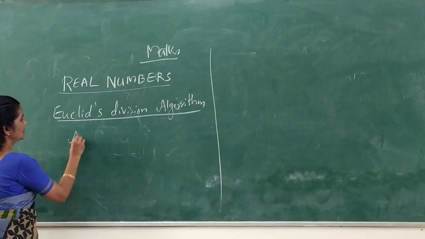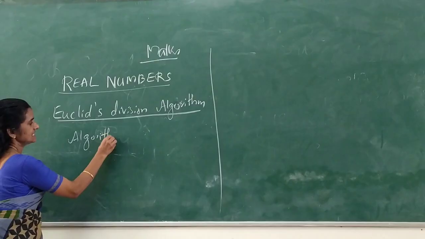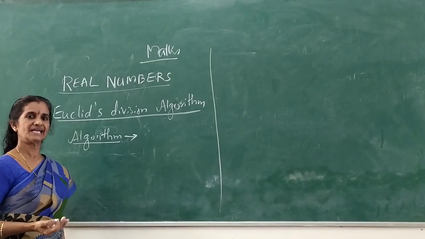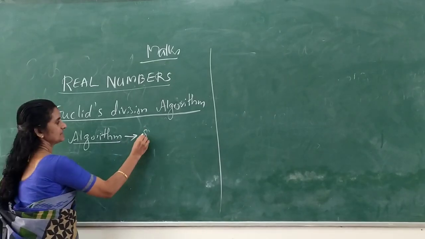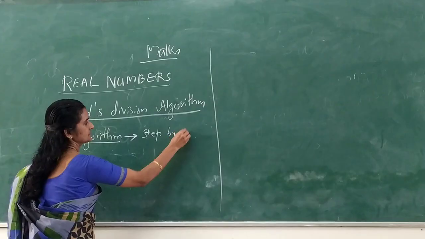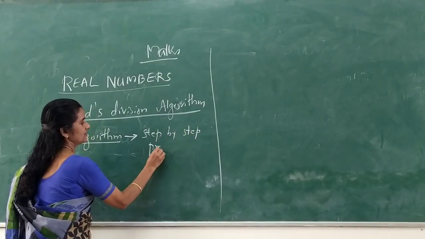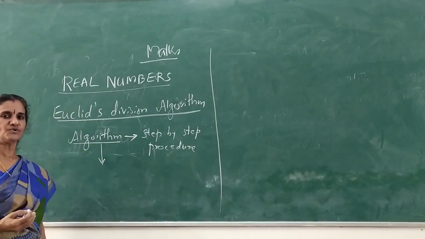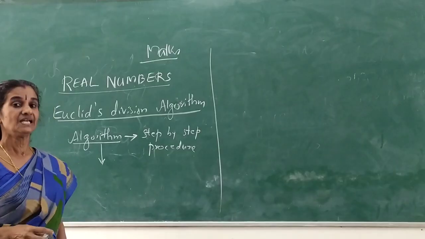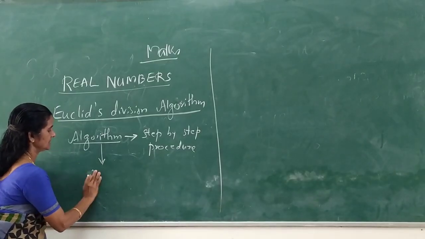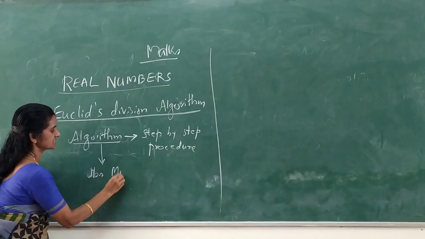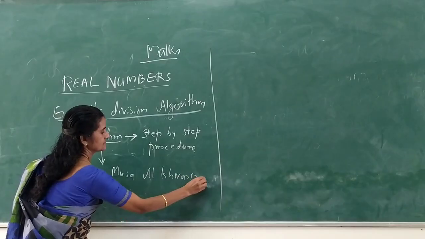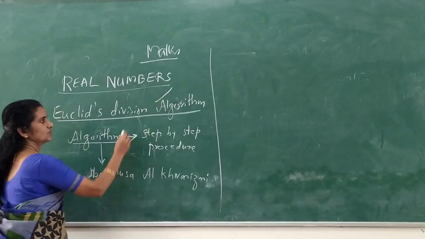See children, an algorithm is a series of well-defined steps which gives a procedure of solving a type of problem. That means an algorithm is a step-by-step procedure for solving a type of problem. The word algorithm comes from the name of the 9th century Persian mathematician Ibn Musa al-Khwarizmi. Now, Euclid's division algorithm.